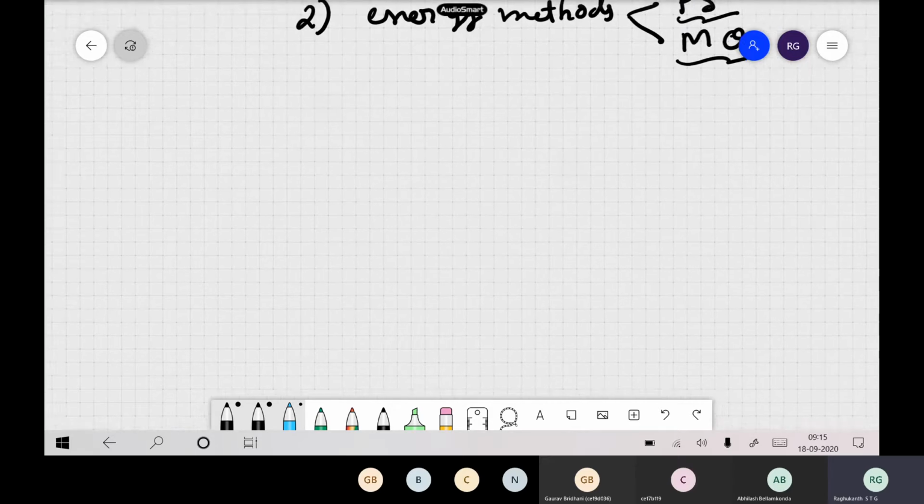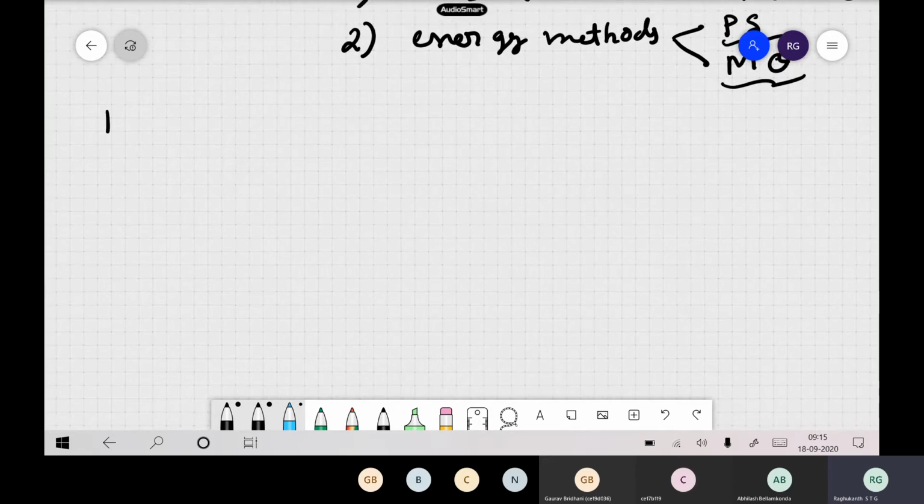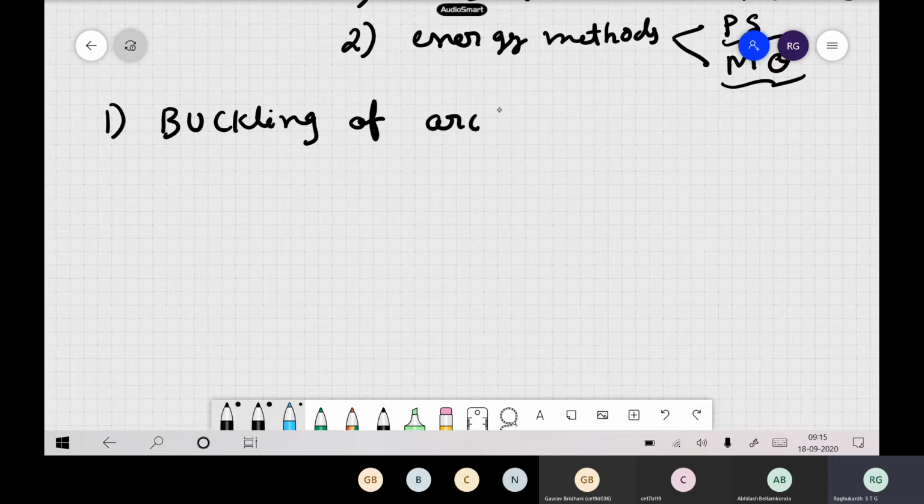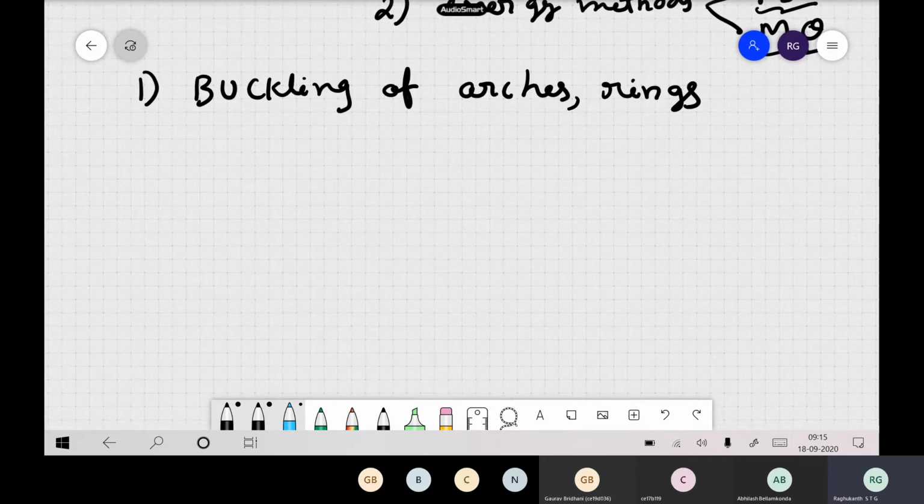Okay. So now let us see our next unit, that is buckling of the arches. So this also is very, very important. Arches or rings also, you can say. Okay, so how are they going to buckle? How do I find out the buckling loads for an arch? Okay, or for rings and other things, how to find out.